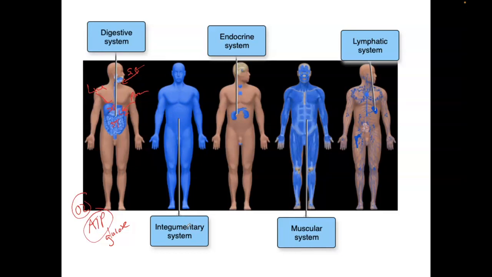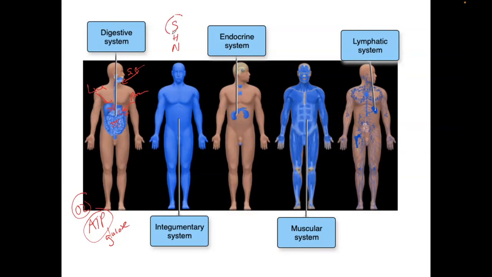When we talk about the integumentary system, the integument is everything on the outside that protects us. Your skin, your hair, your nails. So skin, hair, nails, that's all part of the integumentary system. It's like your first line of defense, that barrier of your immune system.